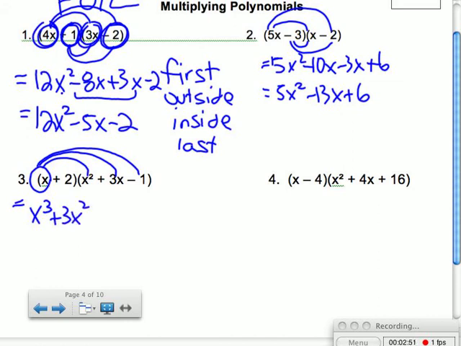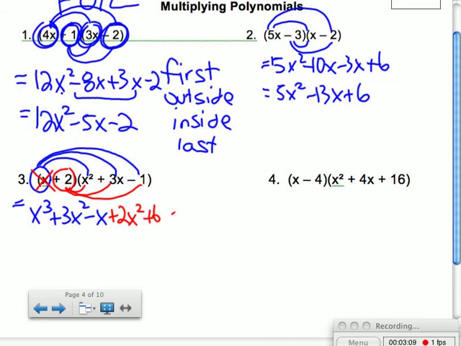Okay, and when you're finished with that one, you can go ahead and cross it out if you'd like. Then you realize that with this 2, you have to do the same thing. Multiply with this, this, and this. So plus 2x squared plus 6x minus 2.